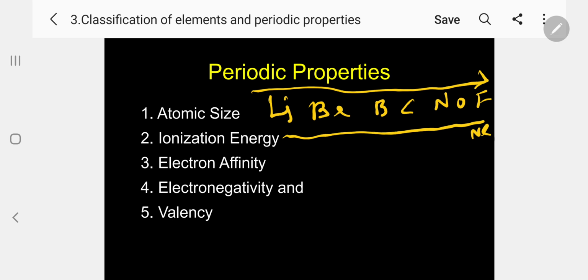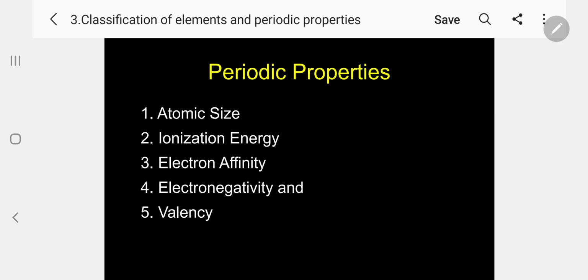The electrons are added in the same shell. Please follow. When you move across the period, electrons are added in the same shell, and proportionately protons also increase. So the protons attract the electronic cloud. The electronic cloud shrinks, and size decreases. This is the reason that when we move across the period, atomic size always decreases.